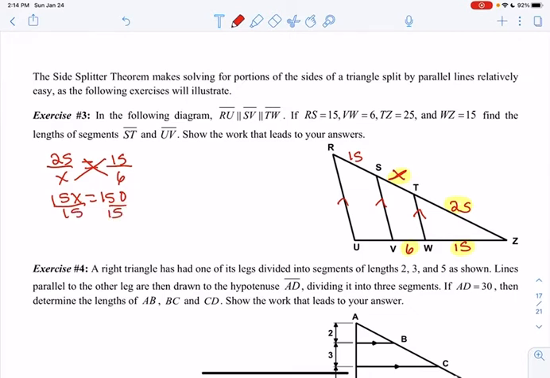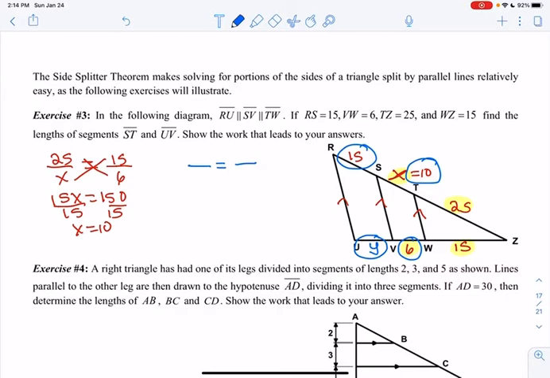Solve for X by dividing by 15, and X is 10. Now I want to solve for Y. UV, so I'm going to call that Y. All right, and what I'm going to do is take these segments, I'll circle them in blue, and these segments, and I'm going to write another proportion to solve for Y.